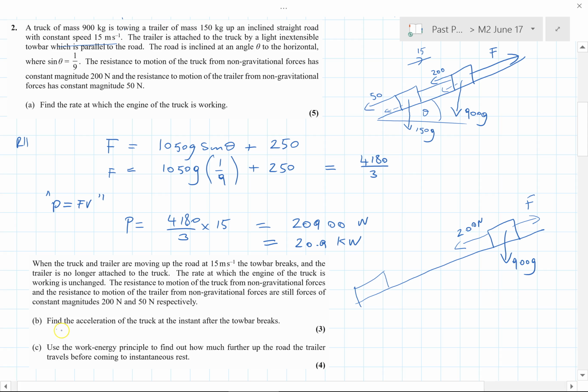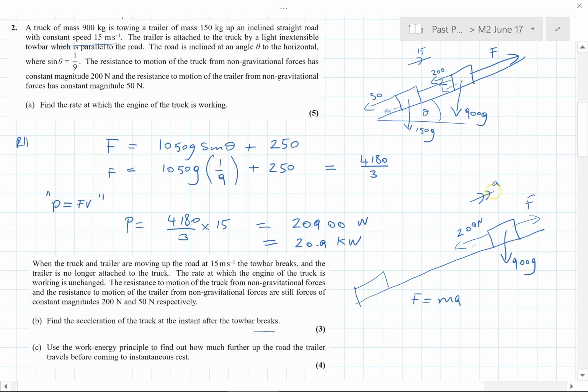So for part B, it's just a case of applying F equals ma, because what basically happens is that it's not pulling anymore, so there's not going to be a tension. There would have been a tension in the bar here, which is gone now. It's going to start accelerating. But at the instant where it does start accelerating, just after it breaks, nothing will have changed. The driving force will be as it was before. So that's quite important. So let's apply F equals ma.